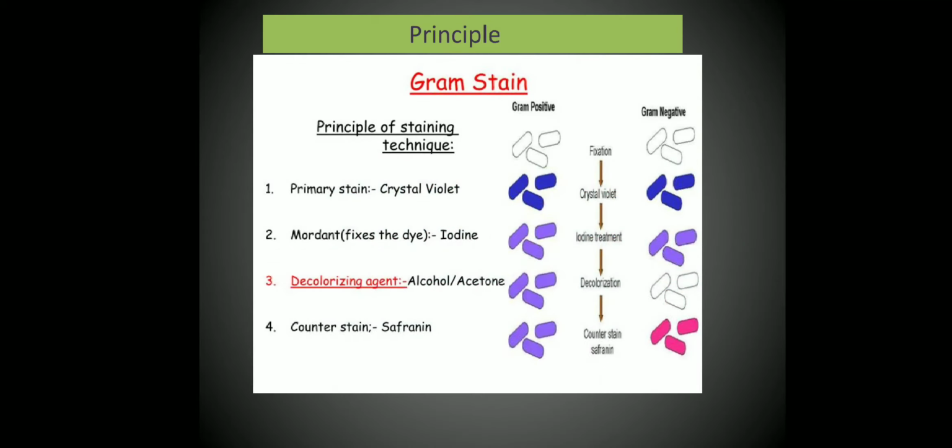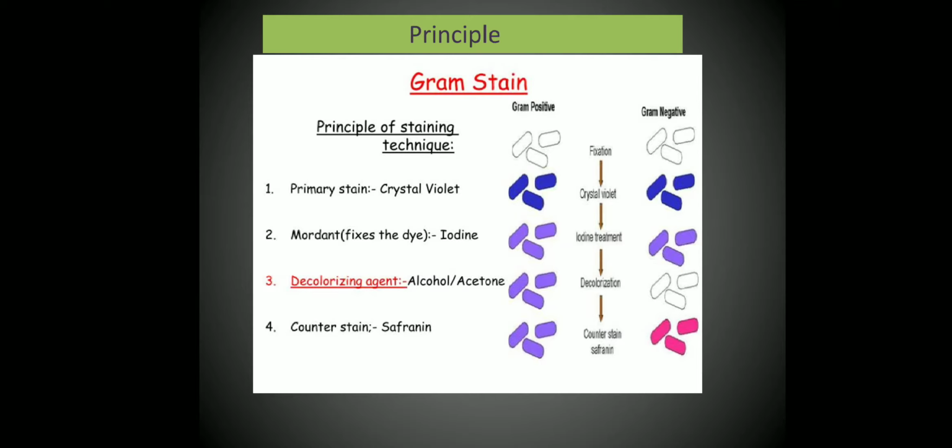Gram staining principle we have to discuss. Gram staining is based upon the differentiation between the gram positive and gram negative organism cell wall. Gram positive organisms have more peptidoglycan as compared to gram negative organisms, while in gram negative bacteria the lipid is more as compared to gram positive bacteria.